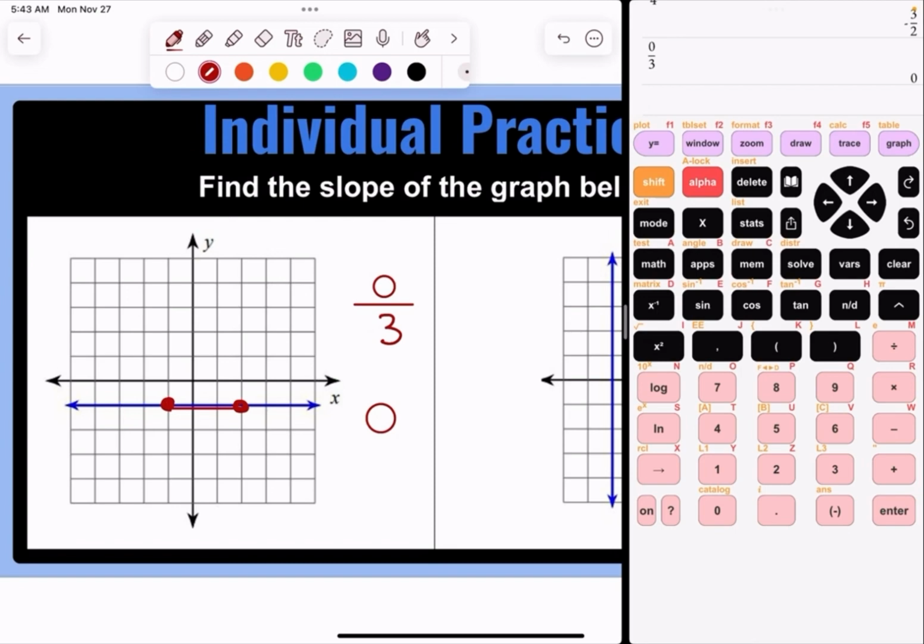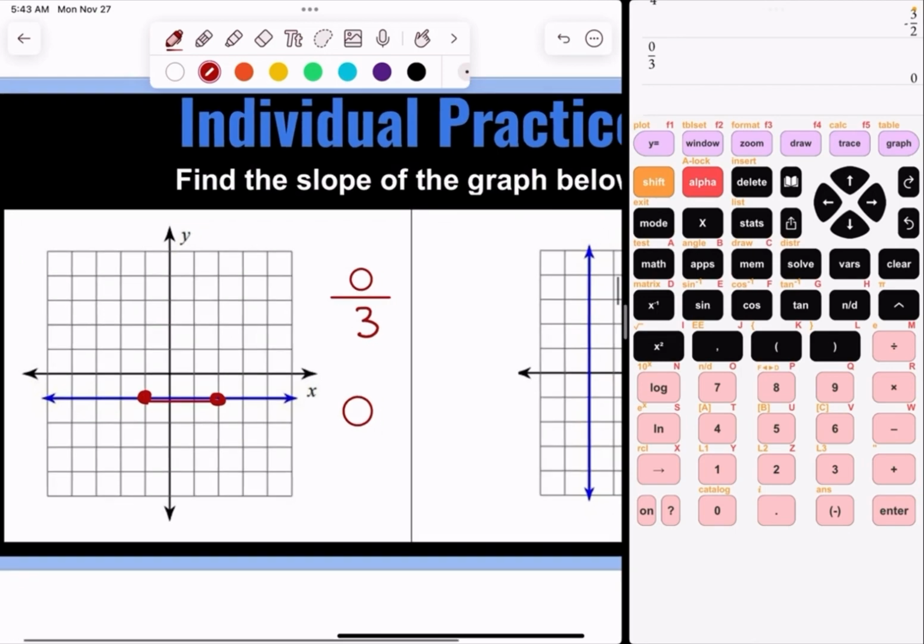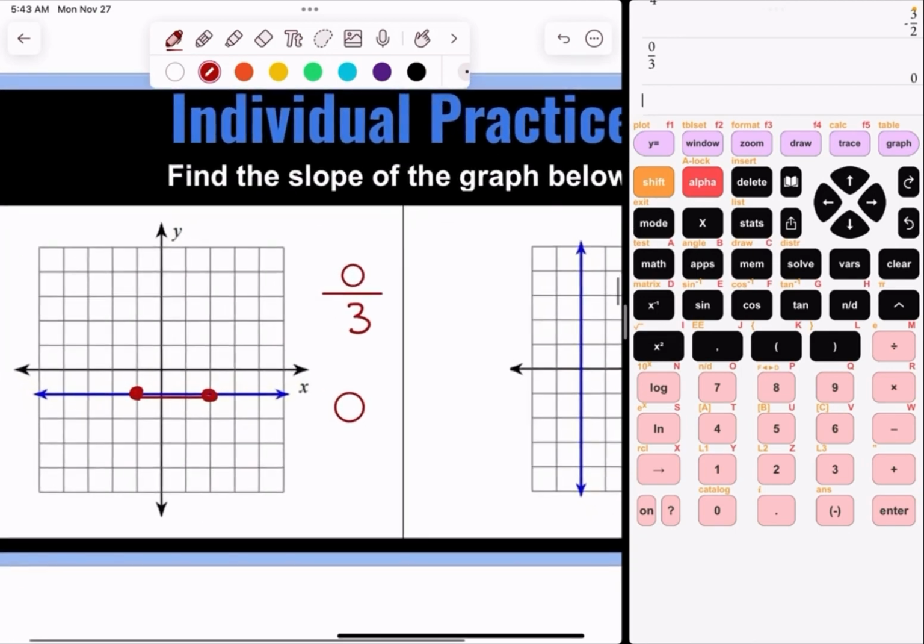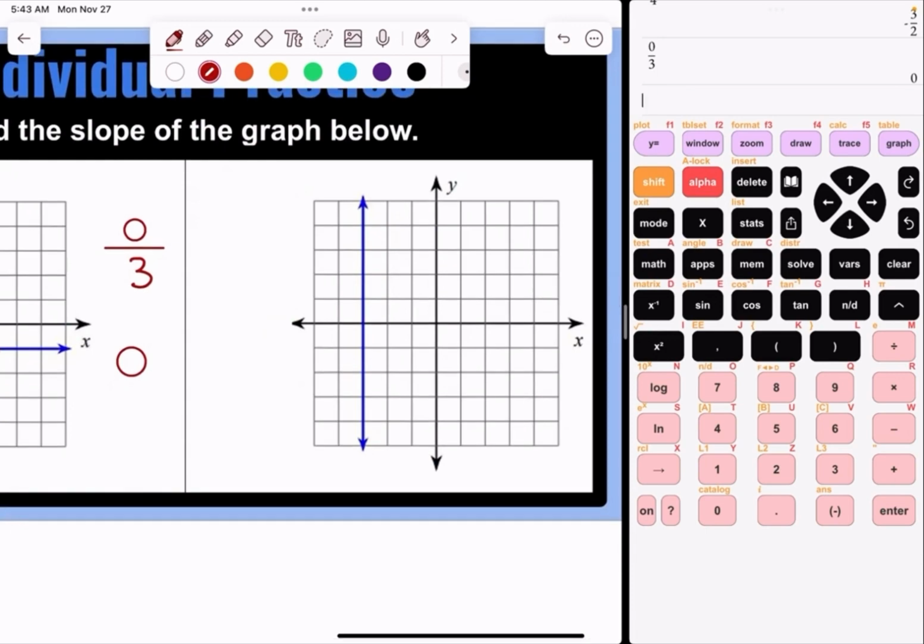The line is not steep, it's just a left or right line. All horizontal lines get a slope of 0. The next one, let's choose 2 random points. I'll choose this and this. How much did I rise? Well, from here to here, I went up 1, 2, 3. And how much did I run? I didn't have to go left or right, so that's 0.